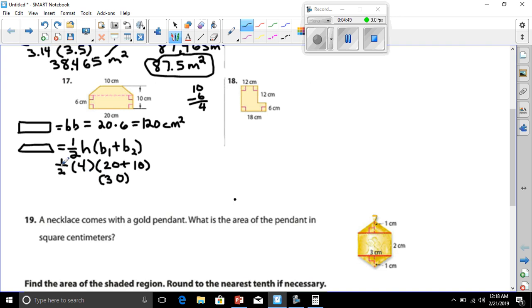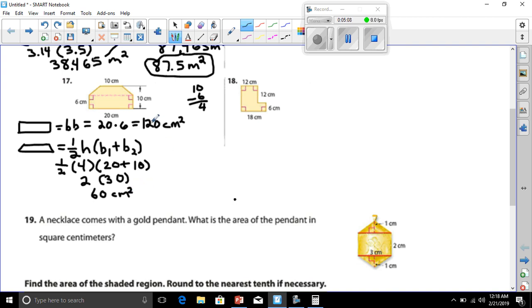And we're going to multiply that to 1/2 times 4. But 1/2 times 4, well, that's half of 4. So that's going to be 2. Well, 2 times 30 is 60. So that means my trapezoid is 60 centimeters squared.